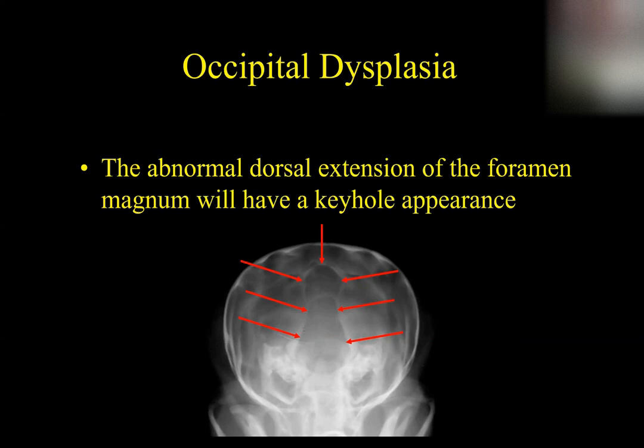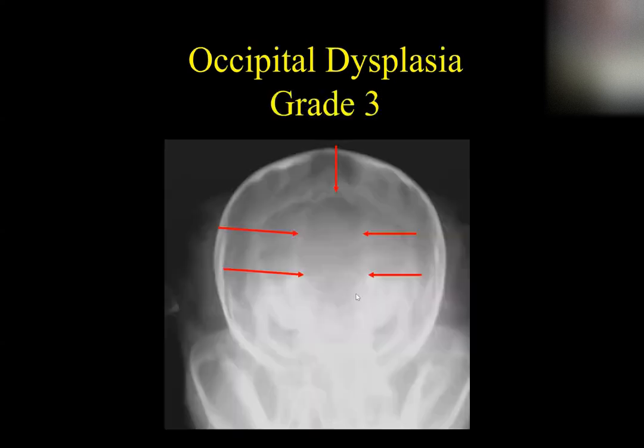And again, people will grade these because everybody has to grade everything. You have to grade heart murmurs, grade neurologic signs, grade everything. So a grade 1 or mild occipital dysplasia would be where the dorsal extension right here is less wide than the foramen magnum itself. If the dorsal extension is the same width as the foramen magnum, that would be a grade 2 or moderate. If the dorsal extension of the foramen magnum is wider than the foramen magnum itself, that would be a severe or grade 3.